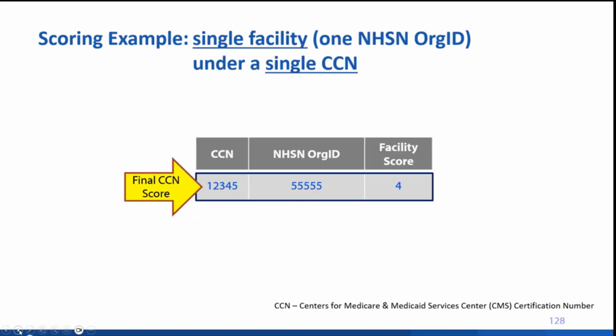So here's an example when scoring a single facility under a single CCN. Pretty simple, right? You will see that there is only one facility. Since there's only one facility, the score 4 will be the final CCN score here.